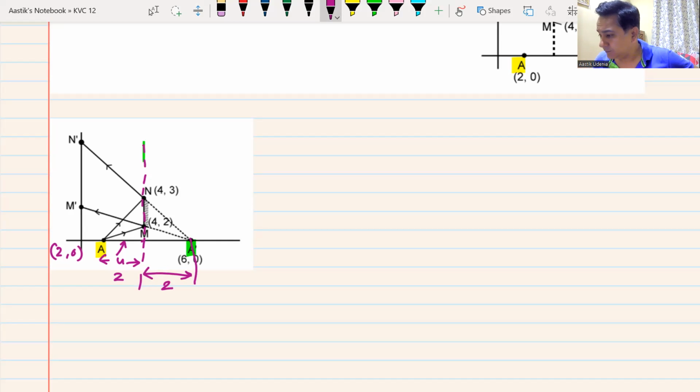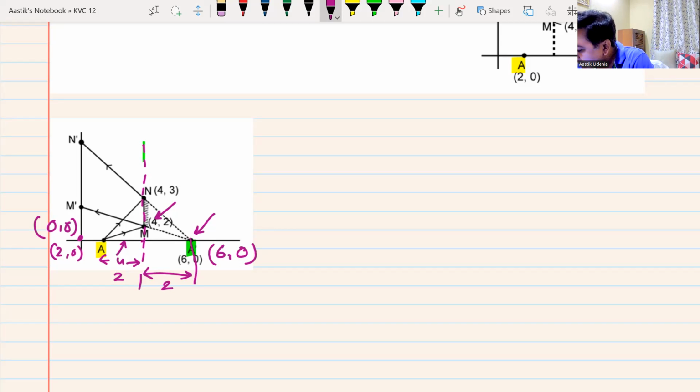Yes or no? Yes, sir. Now, this is your origin, O. This is the point 4, 2. So how much will this point be equal to? This will be equal to 6, 0. Yes or no? Yes, sir.